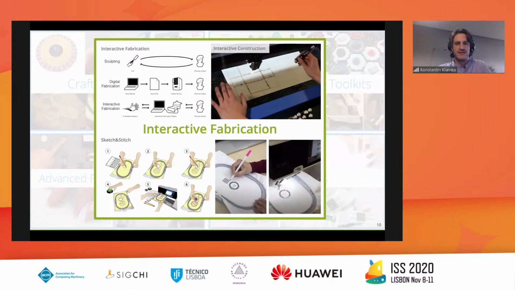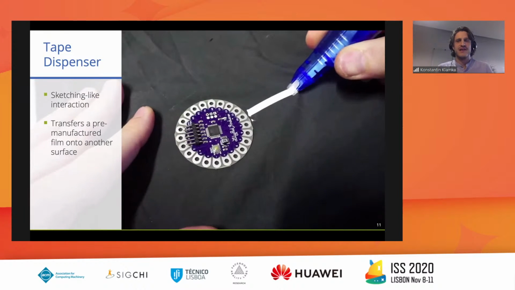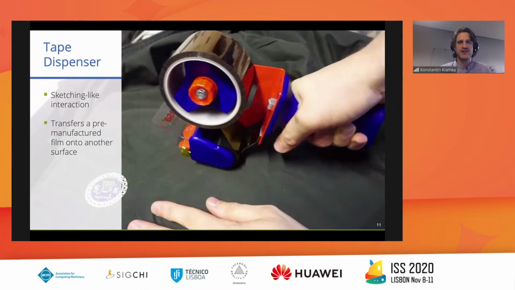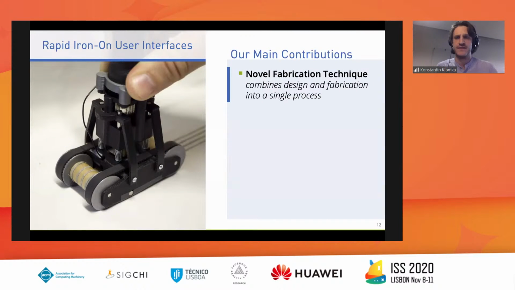For instance, Sketch and Stitch combines the design of components by sketching and the fabrication by using an automated embroidery machine. But how can we design a handheld tool that allows to directly apply a variety of e-textile components onto textiles? Inspired by the sketching-like interaction of handheld correction tape or packaging tape dispenser, we introduce Rapid Iron-On User Interfaces, a novel fabrication technique to combine design and fabrication into one single process.